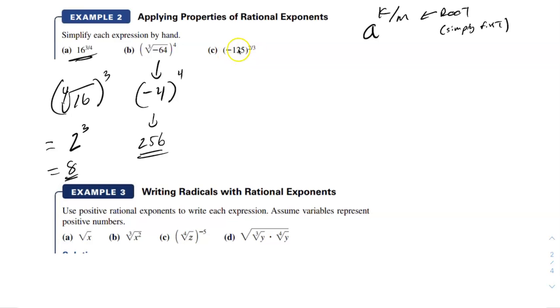Doing the next one, same idea. Now they're giving you a choice here. You always want to do the root first. So remember, do the root, then do the power. So this is going to be the cube root of negative 125. And after we're done with that, we'll square our answer. Cube root of negative 125 is negative 5.